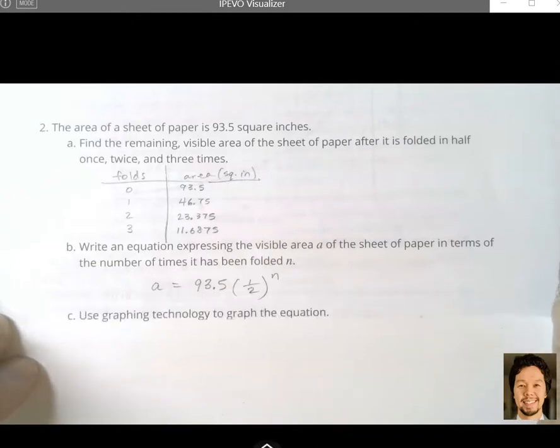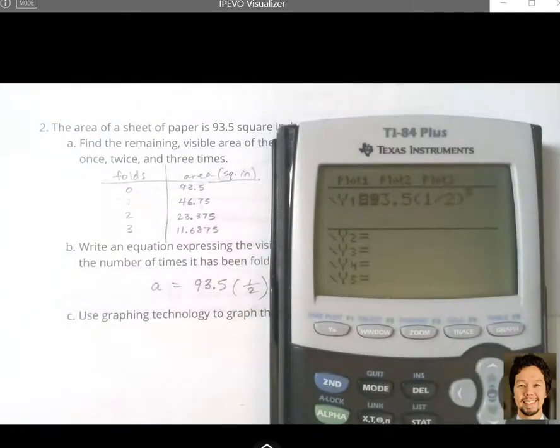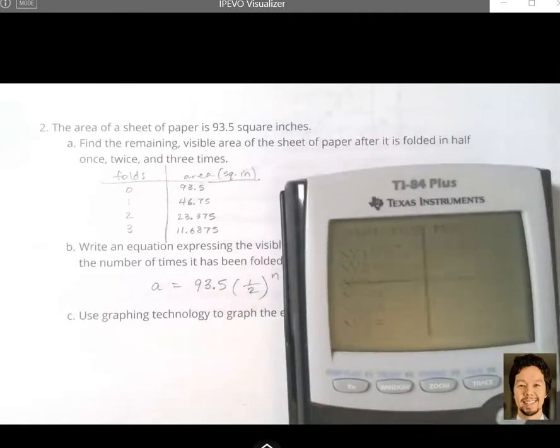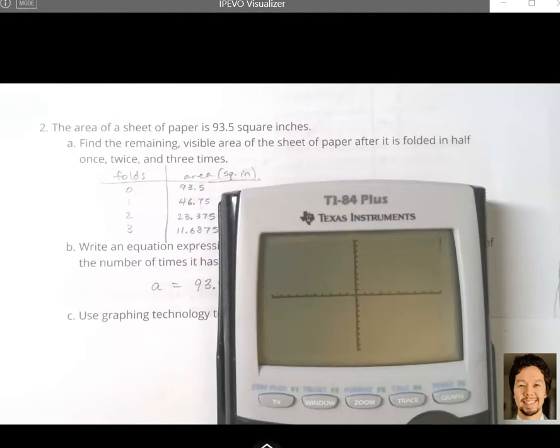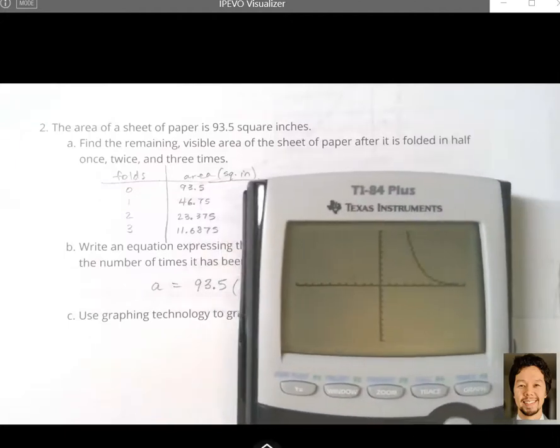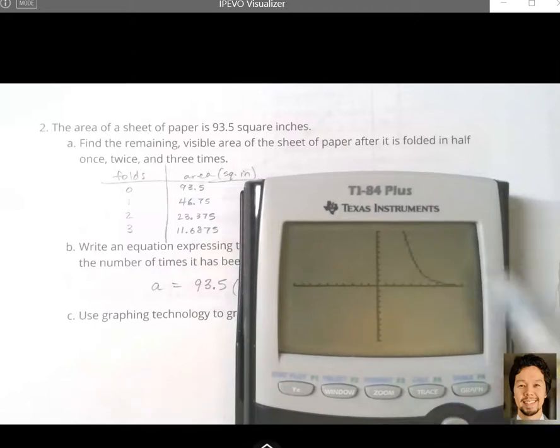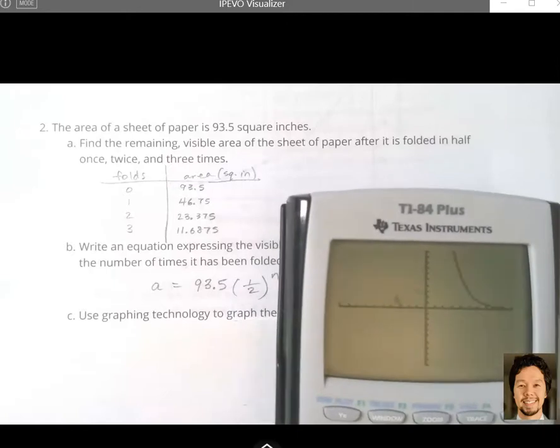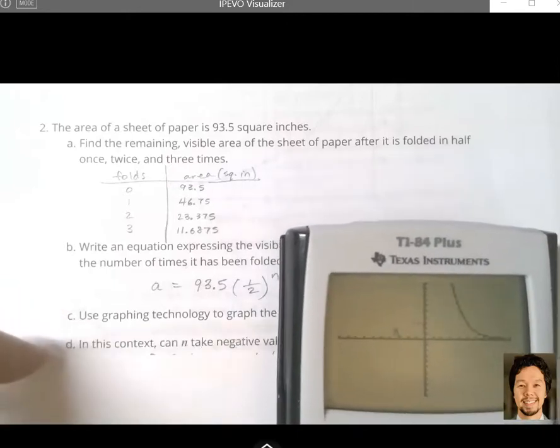Use graphing technology to graph the equation. So here we have it in the calculator. That's what it looks like, right? We're folding the paper in half, so it's decreasing, right? The area of the paper is decreasing exponentially. Now we can answer the questions.